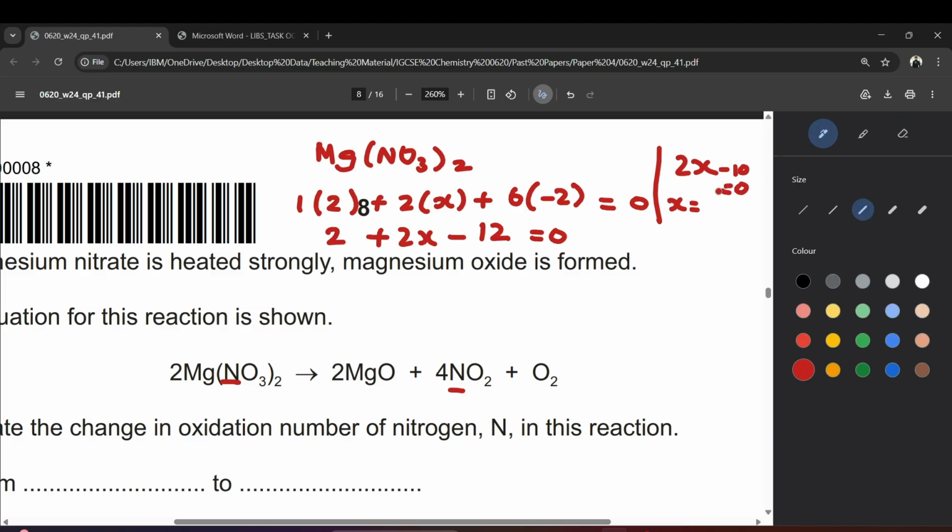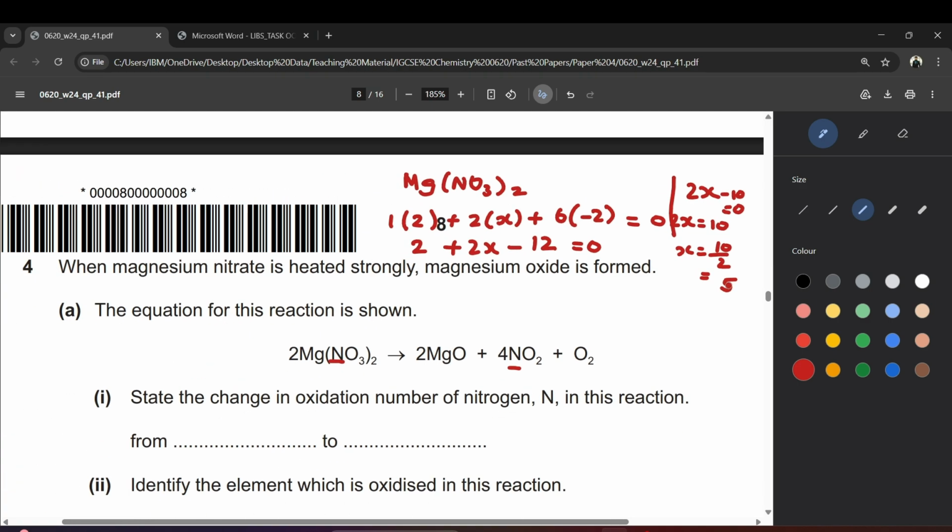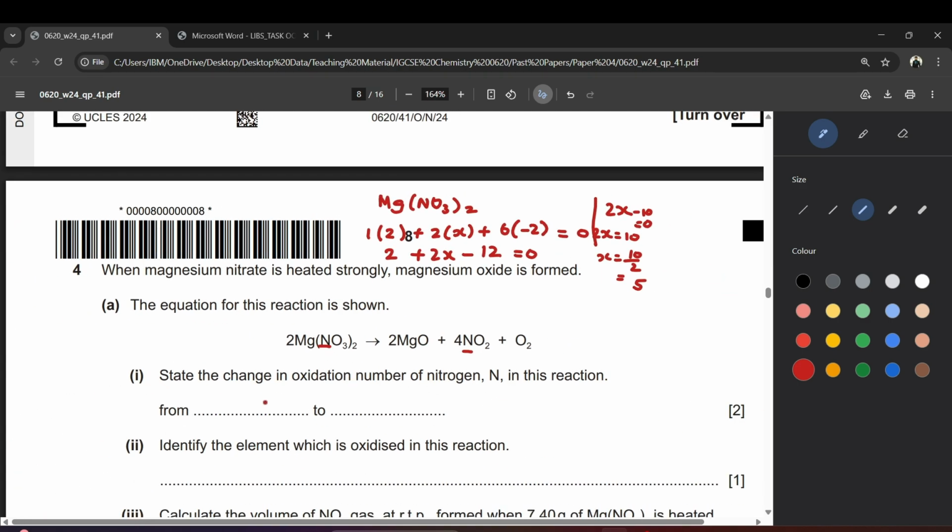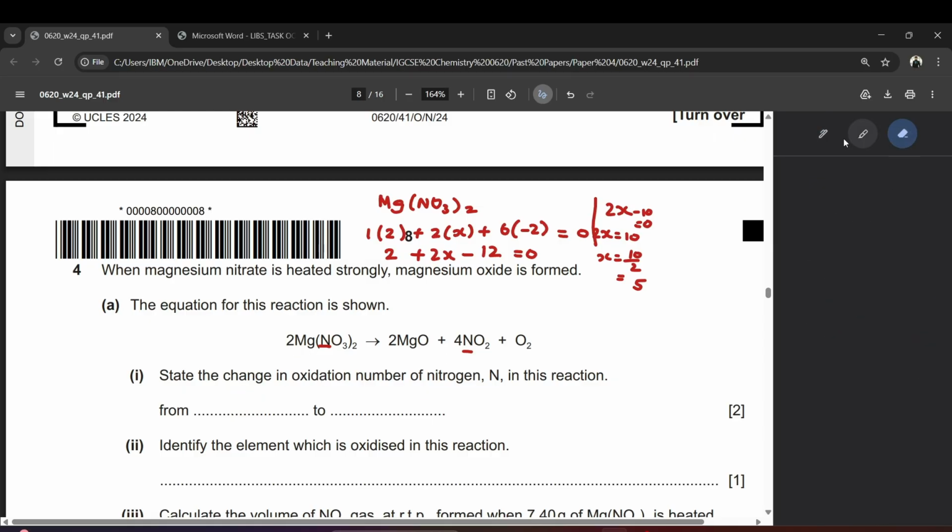2x minus 10 is equal to 0. Minus 10 goes to the other side. So we have 2x equals 10. x is equal to 10 upon 2, which is 5. So that means the charge on nitrogen is going to be 5 positive. Or you can write plus 5 over here.